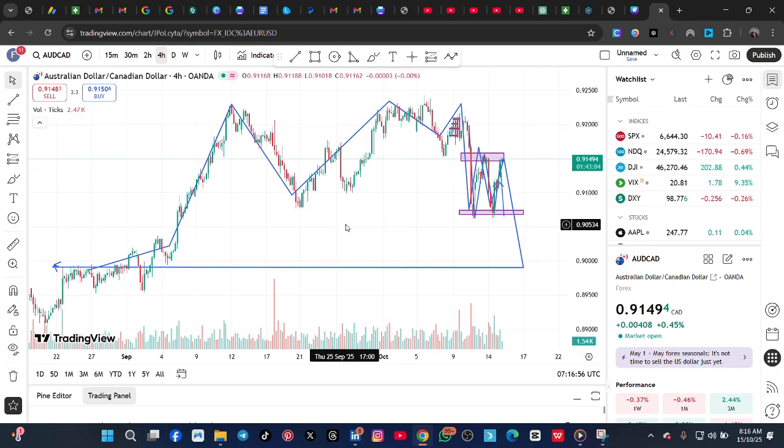So you can do this for every other pair. Conclusively, I must be closing this video now. What I want you to do is don't do top down analysis just like that. Add it with your support and resistance, add it with patience, add it with the overall market structure.